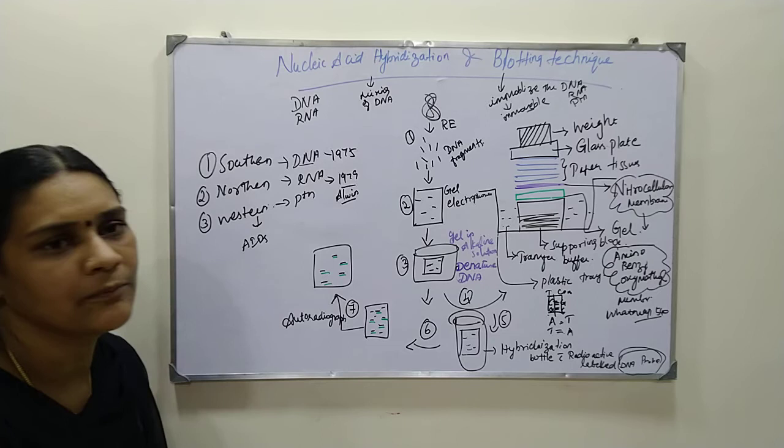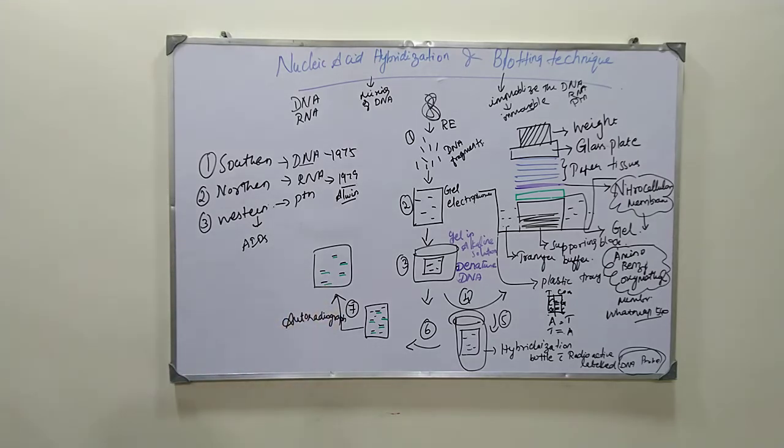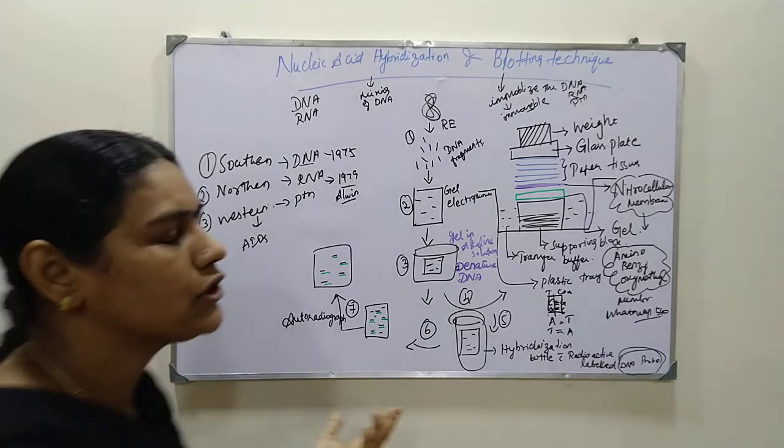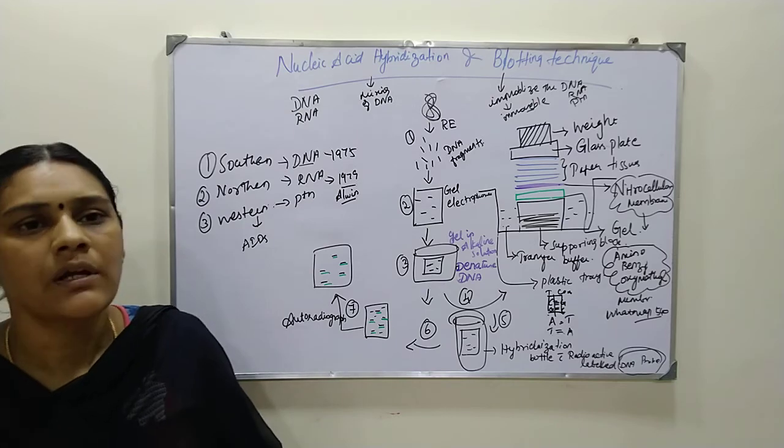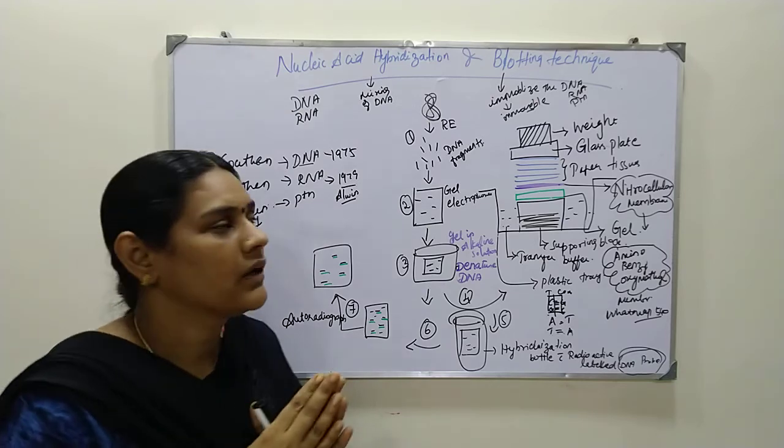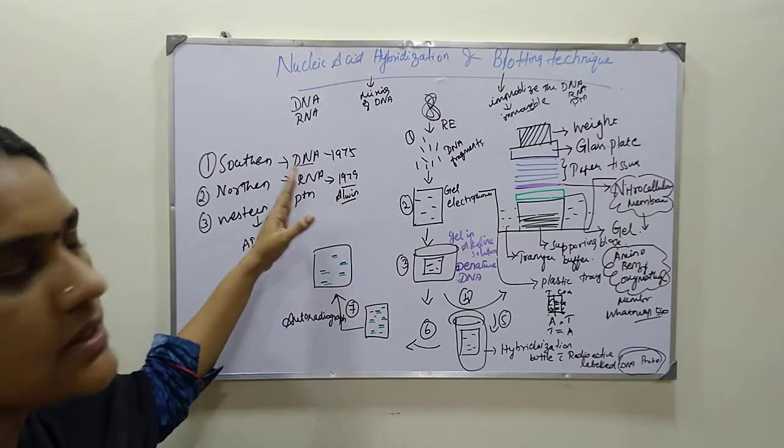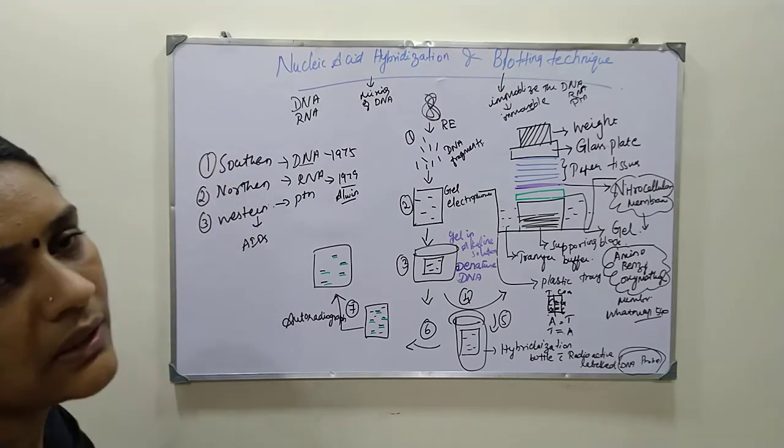Based on this, they may ask you 2 mark or 3 mark questions, so you may get different types of questions from this. This is very important, and in your textbook they have given a tabular column showing how the DNA will be separated by this, so this is very important.